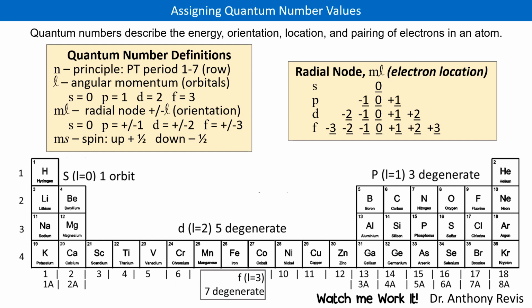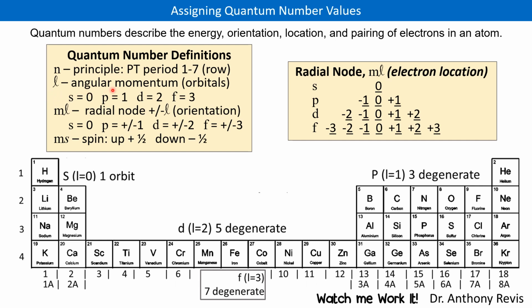N is the principal quantum number, and it's a periodic table period, row 1 through 7. In other words, if you were on row 1, then that will refer to a value of 1. Okay?